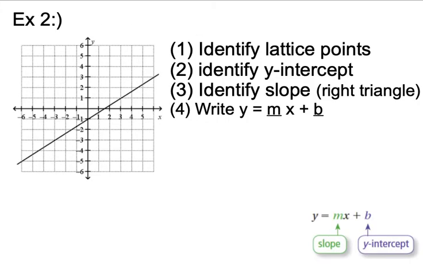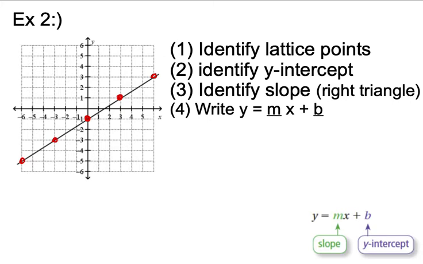So let's look at this example. We've got a nice graph here. It shows it's an upward slope and it crosses the y-axis at -2. So I'm going to do some lattice points here. It goes through these points quite well. Sometimes your graph will already have these drawn.